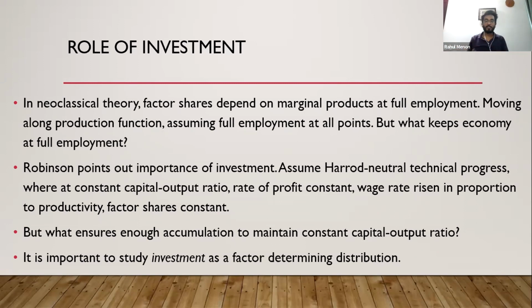Now, the elasticity of substitution in the mainstream theory of distribution assumes that you're moving along the production function smoothly, maintaining full employment at all time. But Robinson says that explanation assumes that capitalists are always investing, and you cannot assume that so easily. You have to understand why that's happening. And this opens the door to Keynesian theories of distribution, which posits investment as a factor that determines distribution.